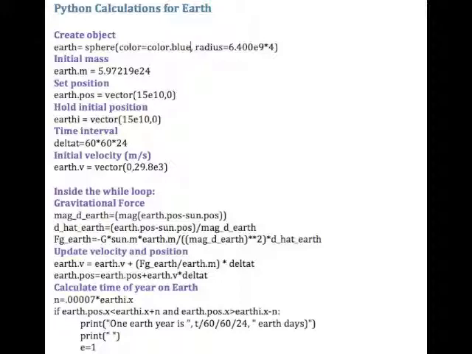The mass and position are actual data from the web page. Inside the while loop, I calculate the gravitational force of the sun on the Earth, and then use that to update the velocity, and use the velocity to update the position.